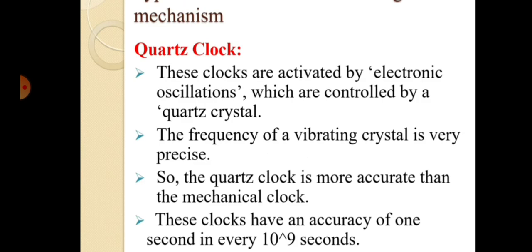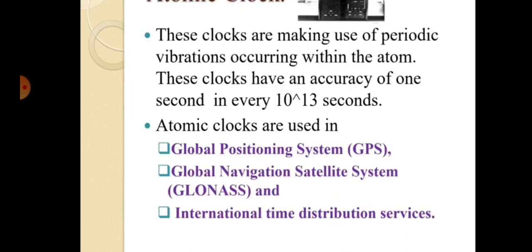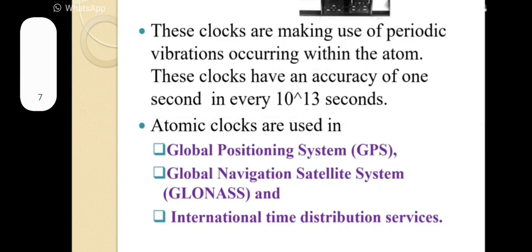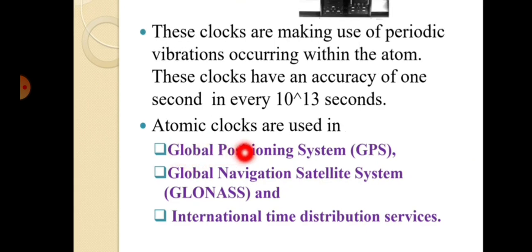Then we will see the atomic clock. Now the display will show you a quartz clock. Atomic clock: the clocks make use of periodic vibration within the atom. The atom vibration in the clock is important. The clocks have an accuracy of 10 power 13 seconds. In quartz clock we see that it is accurate to 10 power 9 seconds, nanoseconds. Here it is 10 power 13 seconds.